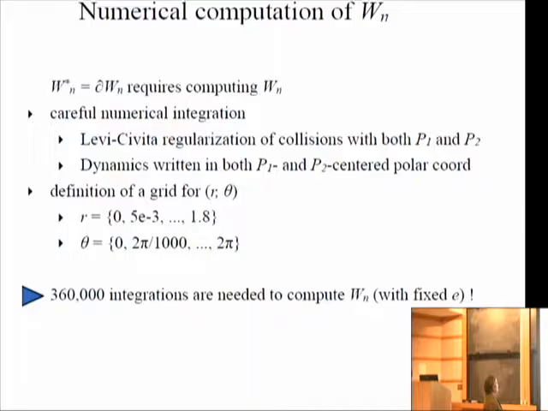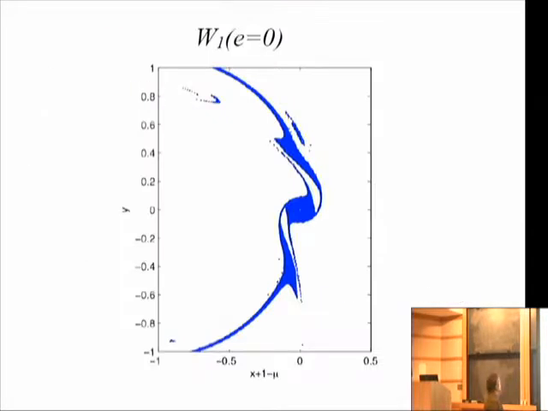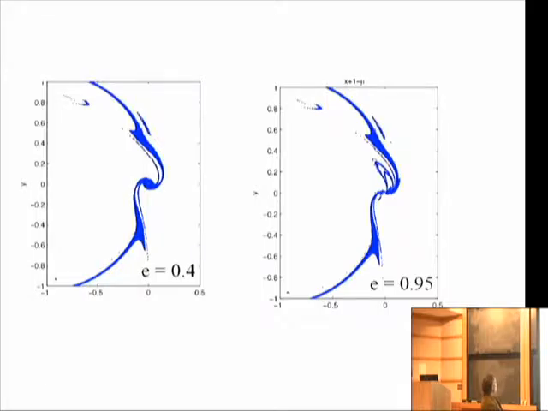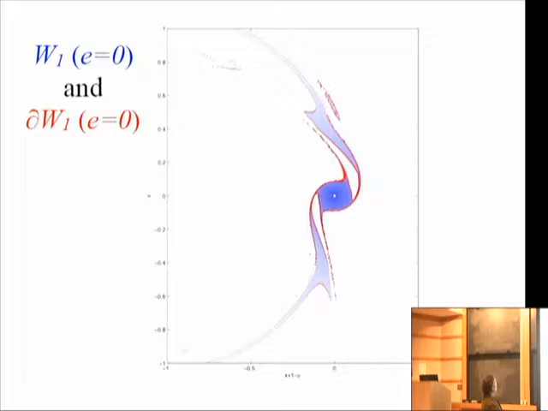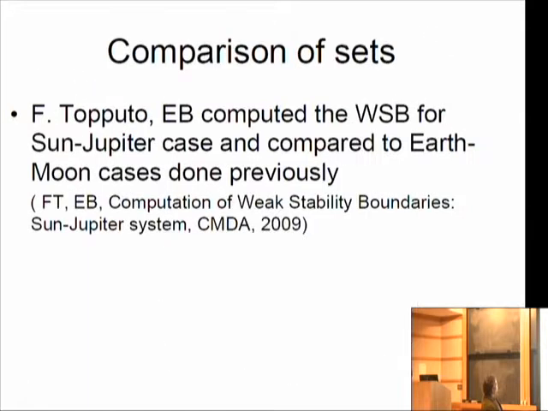Actually, for a fixed eccentricity, you need to do 360,000 integrations to compute Wn for each n, and that is a complicated set where you have many gaps. This is what the stable set looks like for eccentricity equal to 0 for W1. This is just for one cycle only. Here is what happens to this for 0.4, 0.95. Here's the boundary. Here's the weak stability boundary. Here's the red. The blue is the stable region.